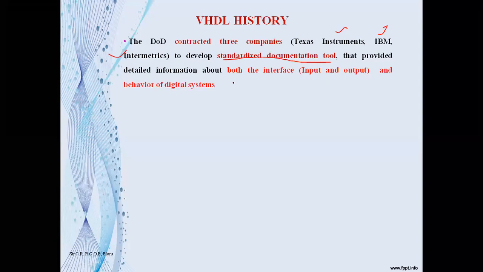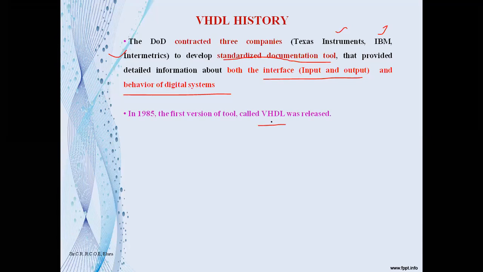That hardware description language provides the details of the interfacing of the inputs and outputs, as well as the behavior of the digital systems. This was all initiated in the year 1983, when the Defense Department of the US sponsored this project. The first version of the hardware description tool came in the year 1985, and that is called VHDL.